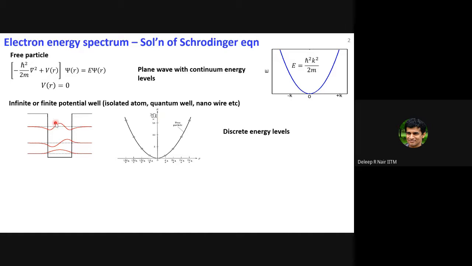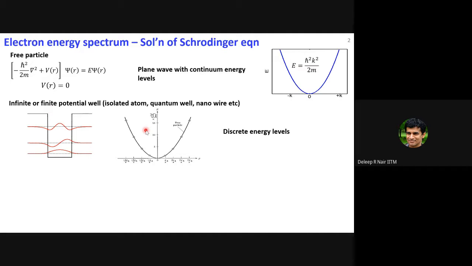So if you try to solve the Schrodinger equation for such cases, the eigenvalues or the eigenstates are no longer continuous as in the case of a free particle. In such cases, the electron eigenvalues or the electron energies are discrete, they're quantized, right? So for example, for this potential well, the electron can take only these energy levels. Both energy as well as momenta or the wave number are quantized for an electron in the infinite or finite potential well.